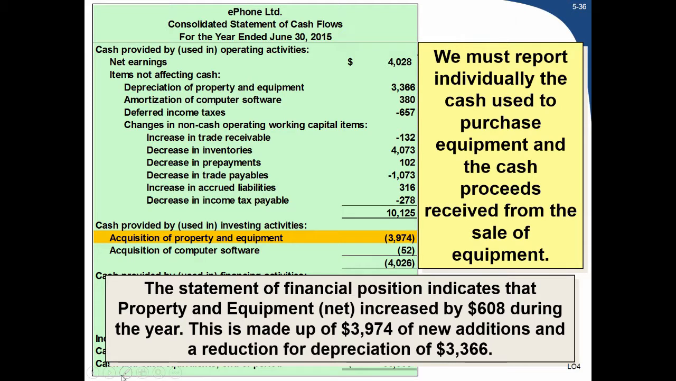So we care about how much cash was spent to acquire property, plant, and equipment, and to acquire computer software. We have to individually report the cash used to purchase the equipment and the cash proceeds received from the sale of equipment. You can't net them. It's important to see both numbers.